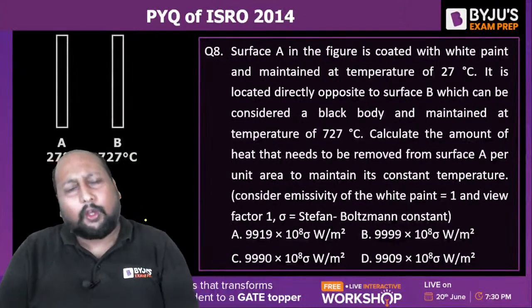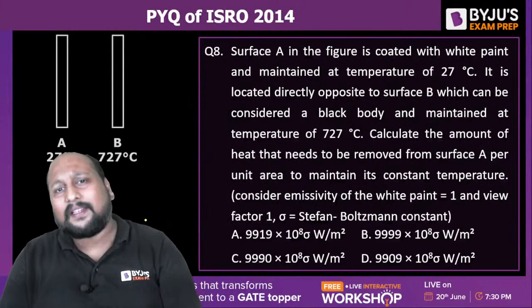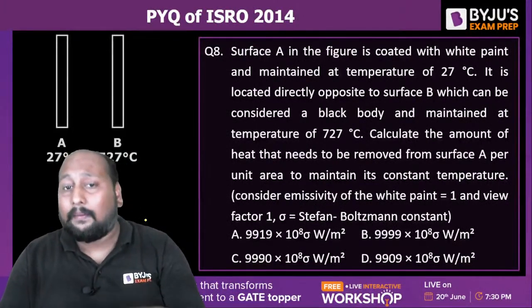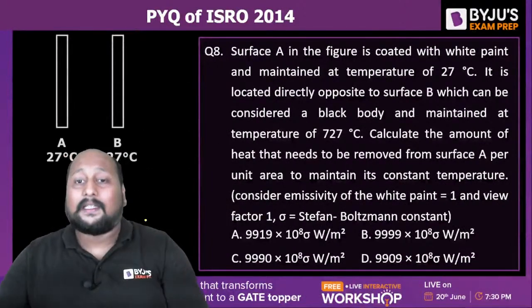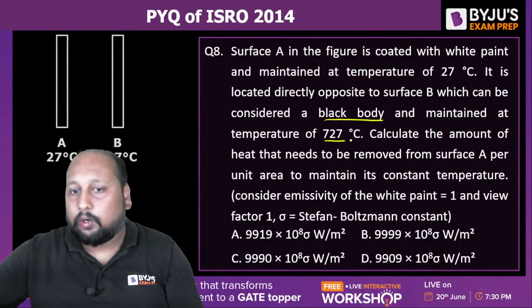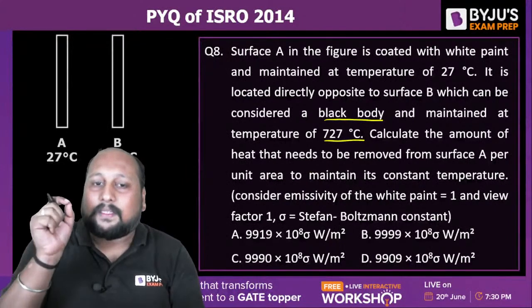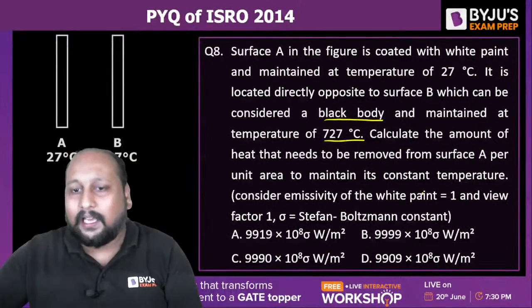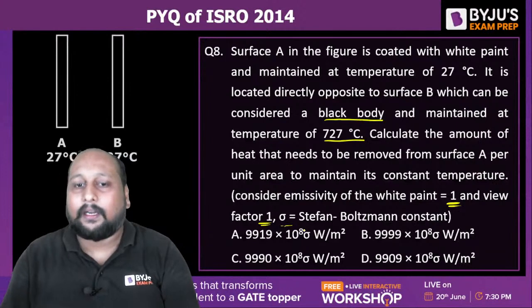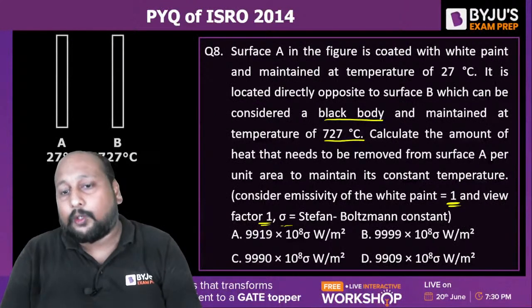From the heat transfer. Dekho, heat transfer, they are asking a lot many questions from the ISRO examination perspective. A surface A in the figure is coated with white paint and maintained at a temperature of 25 degrees Celsius. It is located directly opposite to surface B, which is considered as a black body maintained at a temperature of 727 degrees Celsius, right? Calculate the amount of heat that needs to be removed from the surface A per unit area to maintain its constant temperature. Consider the emissivity of the white paint as 1, the shape factor or view factor as 1, Stefan Boltzmann constant you can take as sigma. Very easy question from the concept of Stefan Boltzmann's equation.